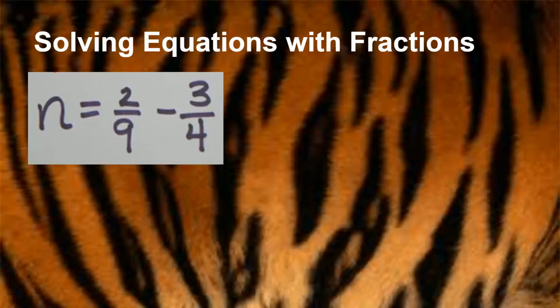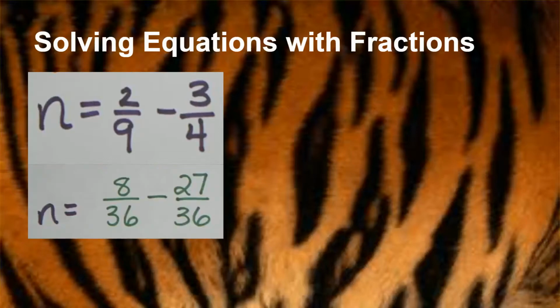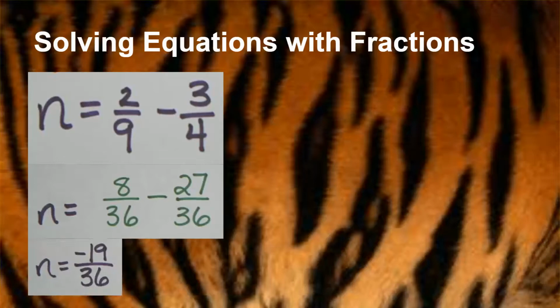I now need to take 2/9 minus 3/4. So find a common denominator of 36. Subtract, I'm going to get a negative answer, because 8 minus 27 is negative 19 over 36. Notice the negative goes on top. It could also go out front, but can never go with the bottom.